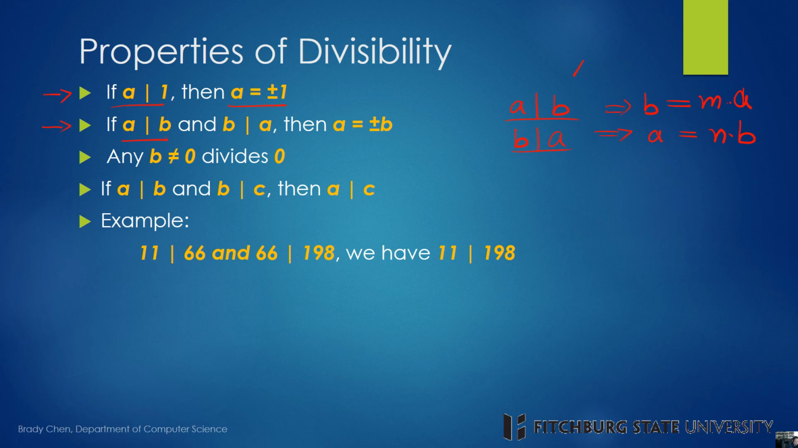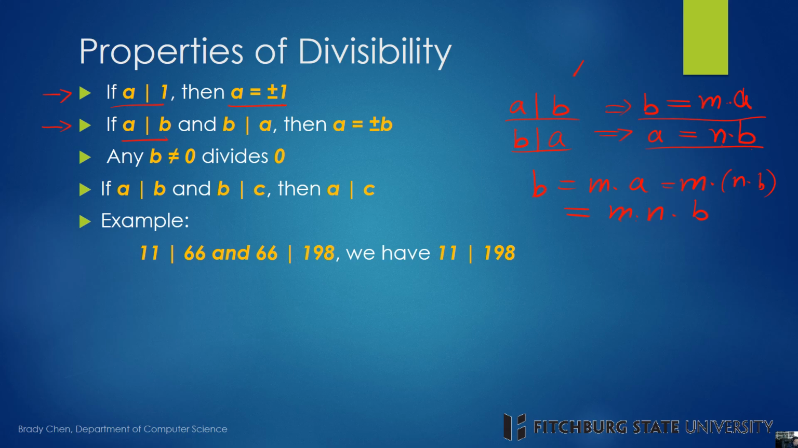So now, if that's the case, then we can continue. We can combine these two equalities. B equals m times A, and now we know A equals n times B, right? So I can replace A with n times B. So then we got m times n times B. Now B equals m times n times B.